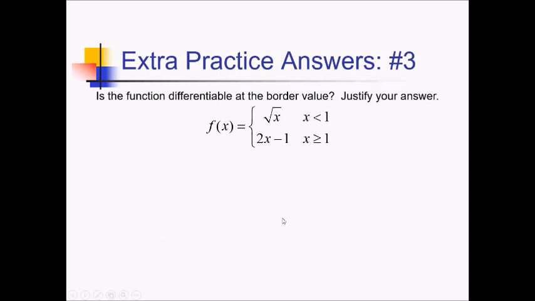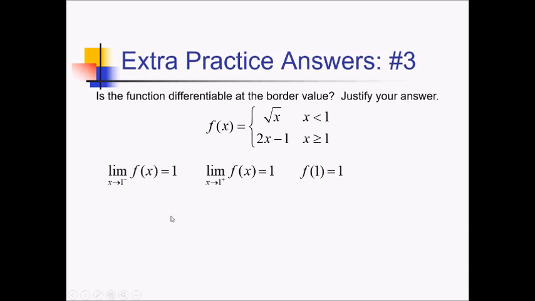To figure out if this function is differentiable at the border value of 1, let's first find whether or not it's continuous there. So I need the left side limit as x approaches 1. That's going to be the square root of 1 using this first rule. So that ends up being 1. And now we need the right side limit at 1. That'll use this second rule. So we're doing 2 times 1 minus 1, which is also 1. And we also need the function value at 1, which happens to use the second rule as well. So that again gives us 1.